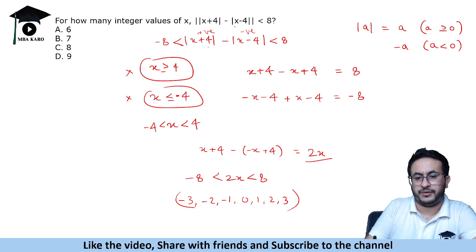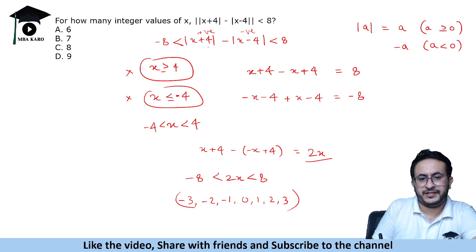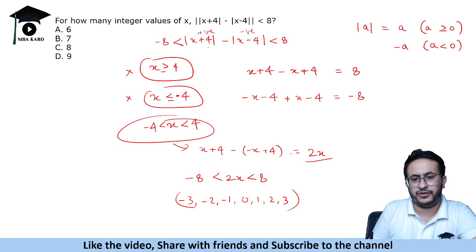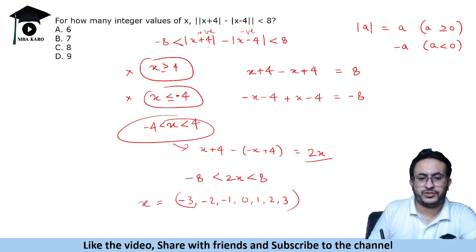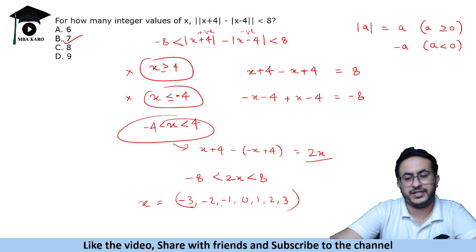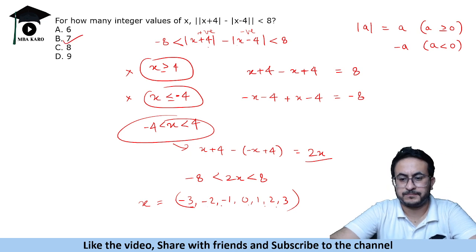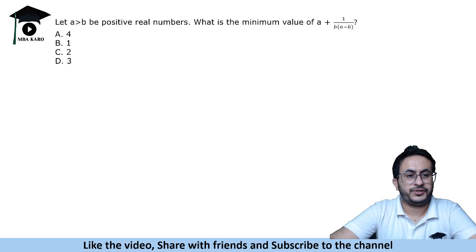If you open the mod in this range, the value of the function is 2x, so 2x is between minus 8 and 8, so x will be in this range. So we have 1, 2, 3, 4, 5, 6, 7 integer values that satisfy this inequality. Okay, alright, so here's the next one.